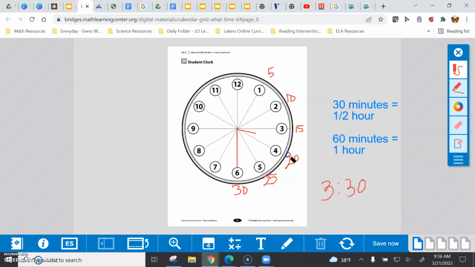I want you to see that. The time on this clock now says 3:30. If you need to pause the video to look at it and study it, you can do that. Because I do want to put another little time on the screen.